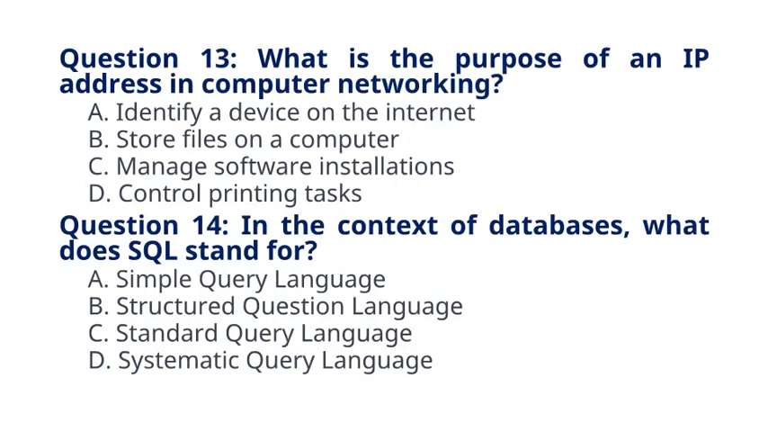Question 13. What is the purpose of an IP address in computer networking? A. Identify a device on the internet. B. Store files on a computer. C. Manage software installations. D. Control printing tasks. The correct answer to question 13 is option A. Identify a device on the internet. Explanation. An IP address uniquely identifies a device on a network, allowing for communication between devices.